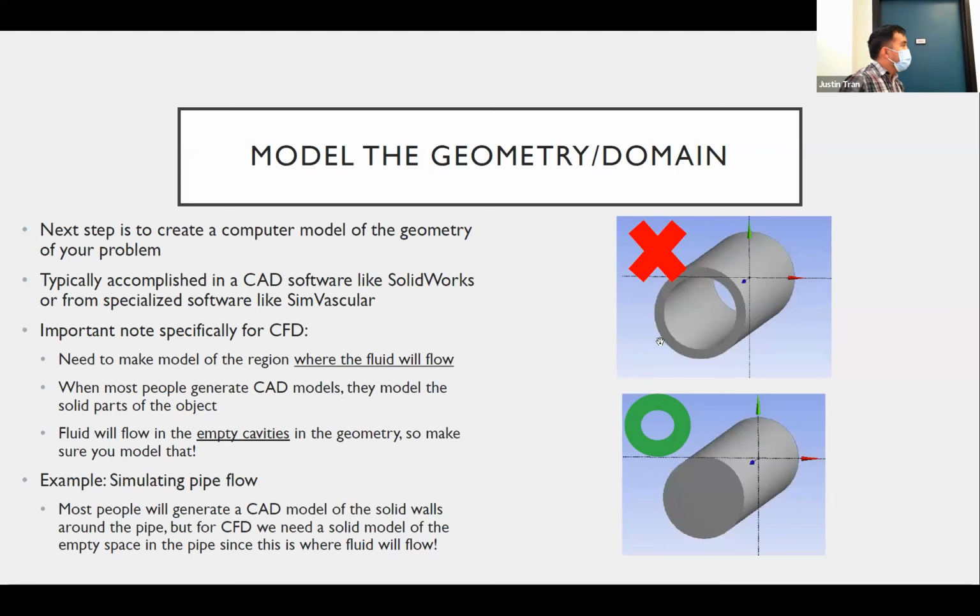And so when you create your model for CFD, you should actually create a CAD model of where the fluid is going to go. Okay, and so to properly model the flow inside this pipe, you need to create a CAD model of the cavity, right? It's a little bit hard to tell, but if you took this solid cylinder right here, it would fit right inside this pipe right here. Okay, and so the bottom would be the proper way to simulate fluid flow in a pipe, and not the top one.